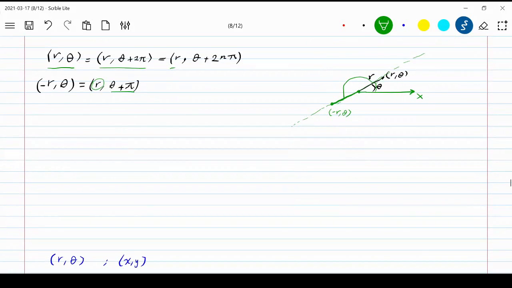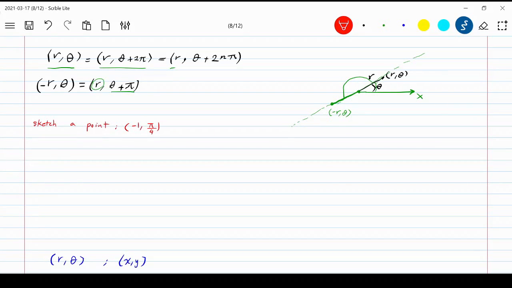Okay, so for example, if they ask you to sketch such a point, let's say negative 1 and pi over 4.